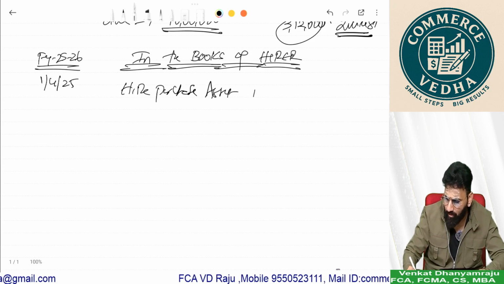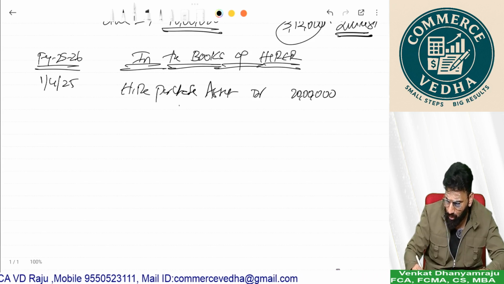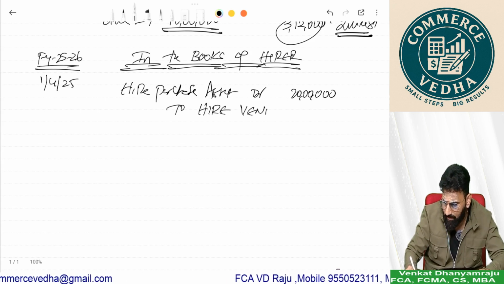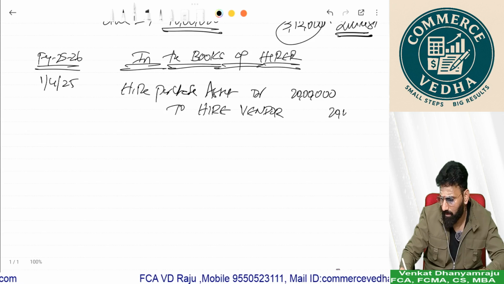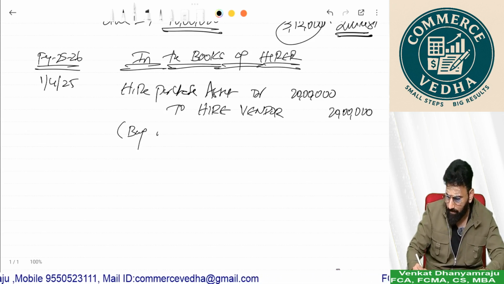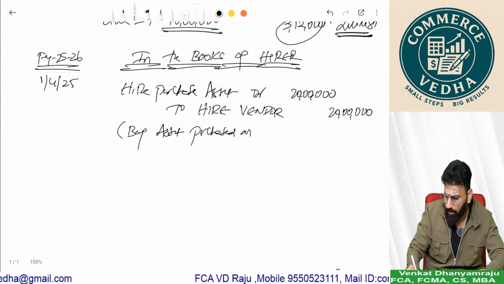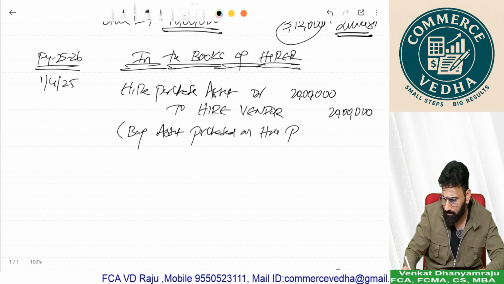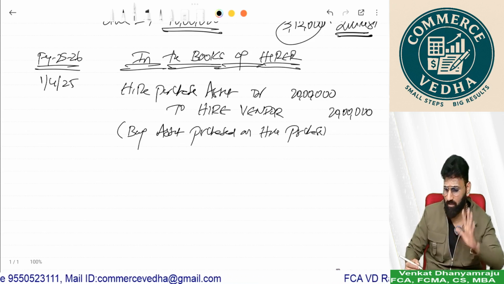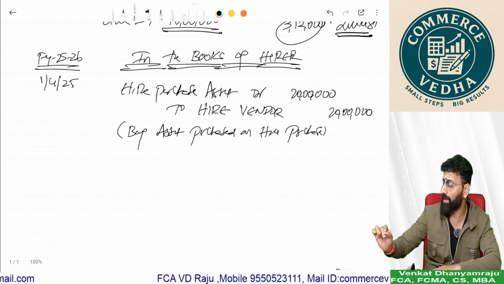Name of the asset, you can write whatever it is. 20 lakhs cash price. To whom should I pay? Hire vendor. 20 lakhs. I'll write being asset purchased on hire purchase. So I purchased the asset on hire purchase. So I should write hire purchase asset to hire vendor 20 lakhs.